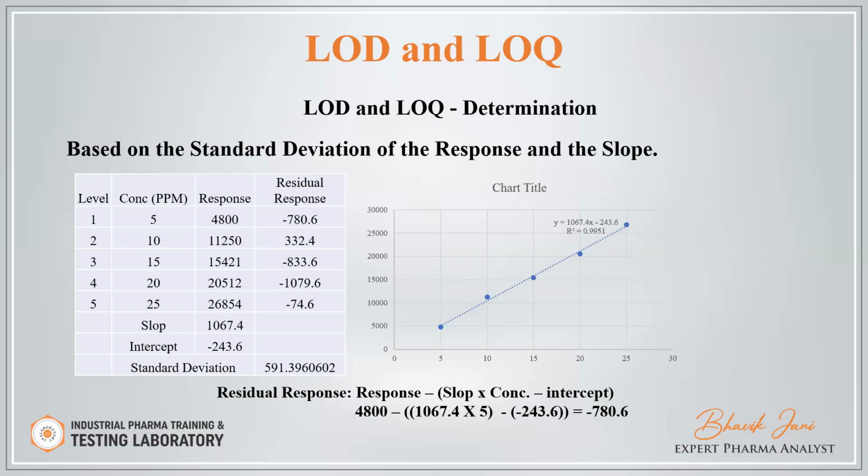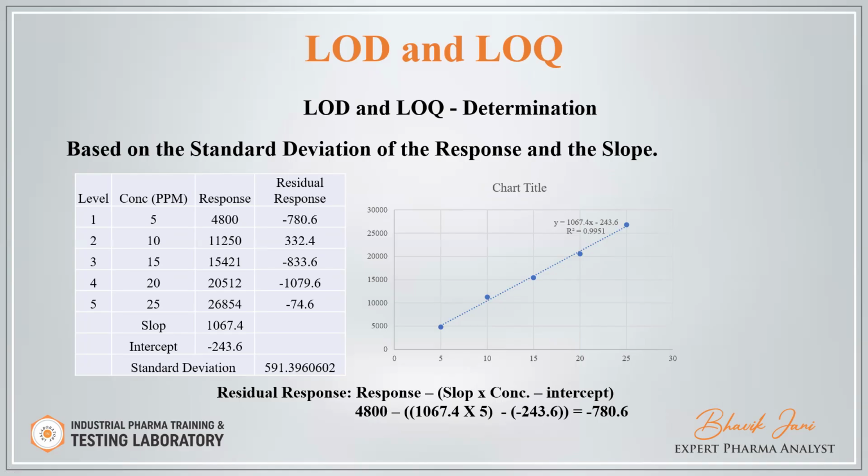For example, if you prepare five solutions, the concentrations are 5, 10, 15, 20, and 25. And the area for the 5 ppm is 4800. For the 10 ppm, 11250. For 15 ppm, 15421. 20 ppm, 20512. And 25 ppm, 26854. And when we draw the linearity graph, our slope is 1067.4 and the intercept is minus 243.6 and the R square is 0.995.